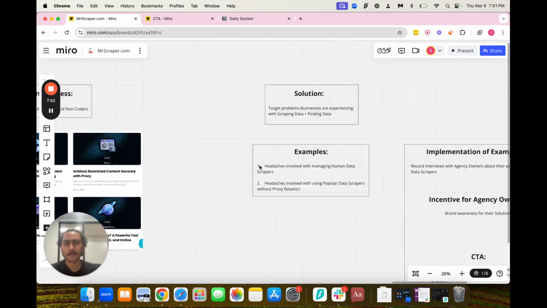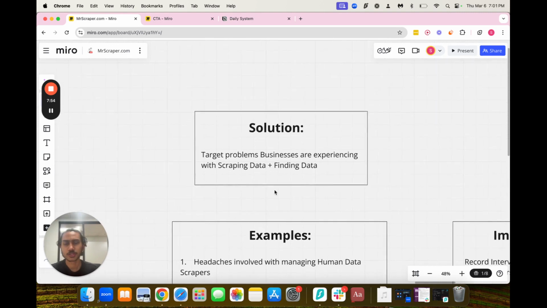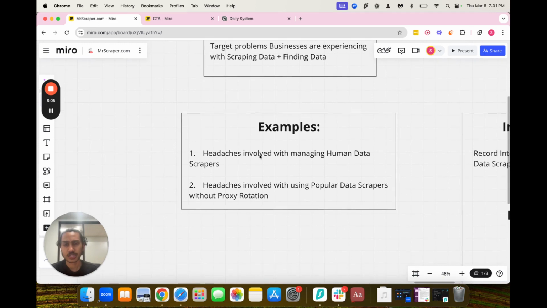Now, here's a solution. Target problems businesses are experiencing with scraping data and finding data. And here are two examples. Number one is headaches involved with managing human data scrapers. And number two is headaches involved with using popular data scrapers without proxy rotation.